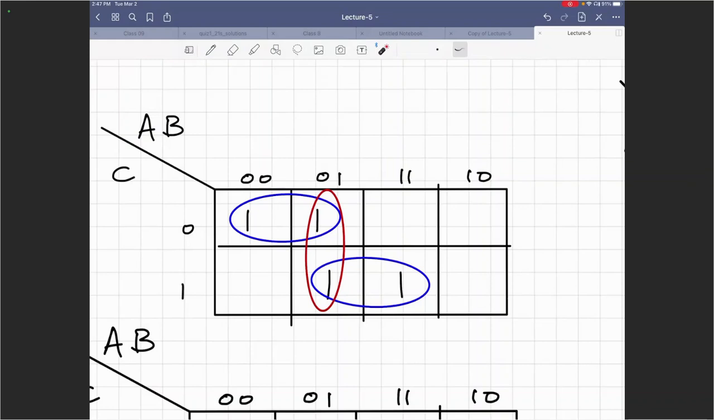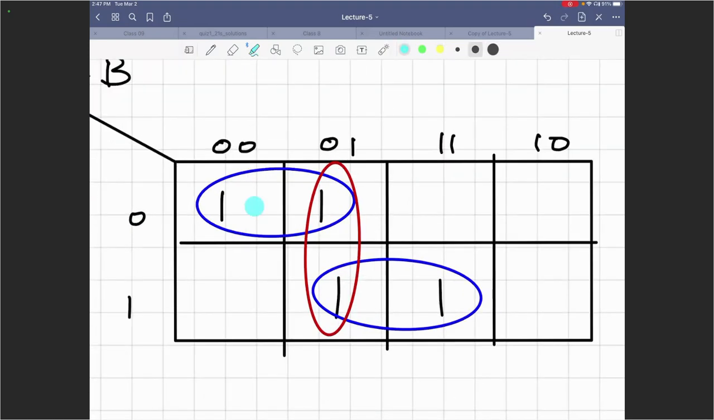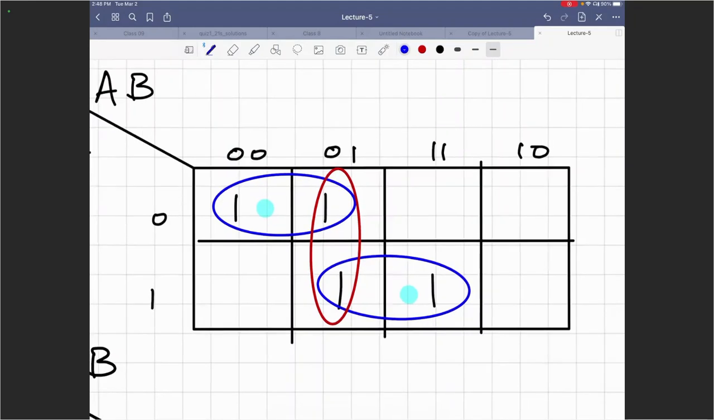I would actually go through and take a look at all the ones, right? So this particular one is only in that one group, so it is essential. In other words, if I did not have that prime implicant, that particular blue group, then I would not have a complete cover of the function. So that blue group becomes essential to cover all the ones. And the same story for the last one, bottom right one, right? That one only belongs to one group. So that blue group becomes essential. So I have two EPIs in this case.